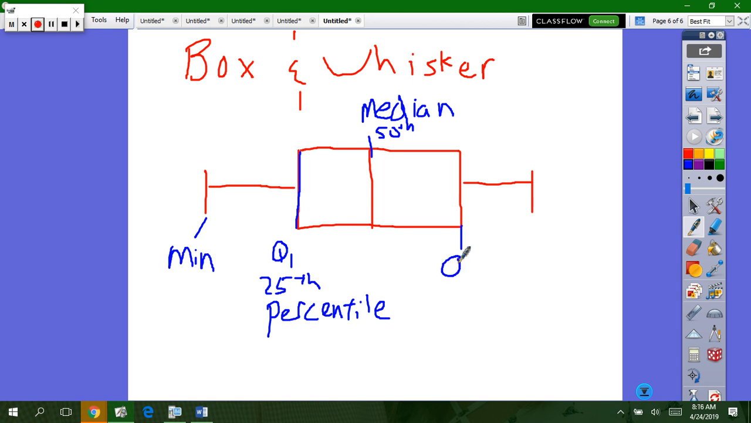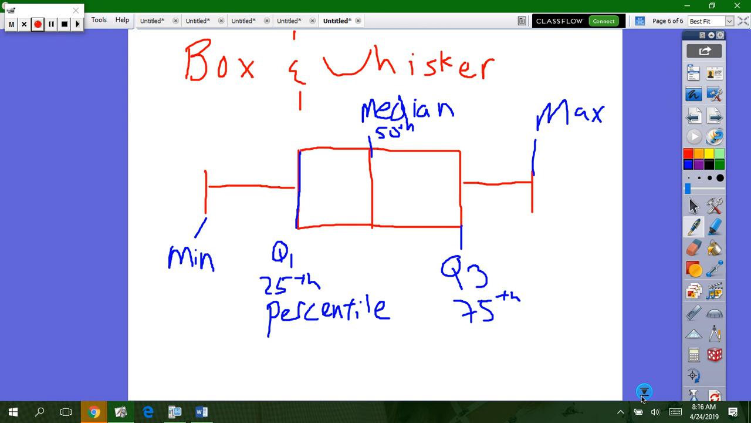This one right here, ladies and gentlemen, is quartile 3. What's another name for quartile 3? 75th percentile. And what do you guys think this one is? It's the max.